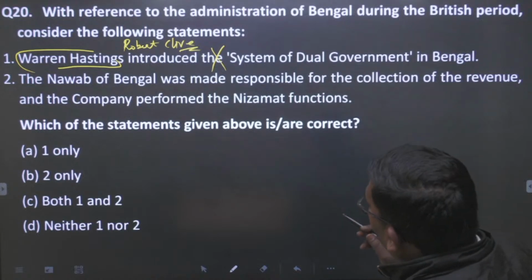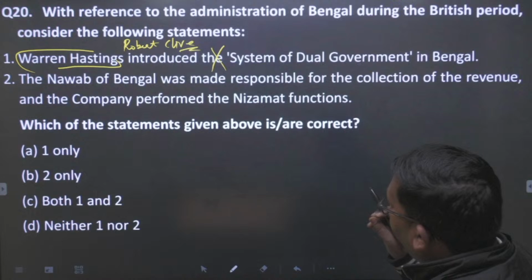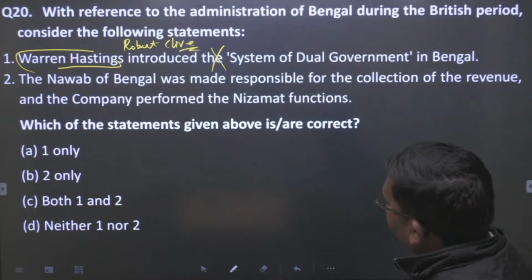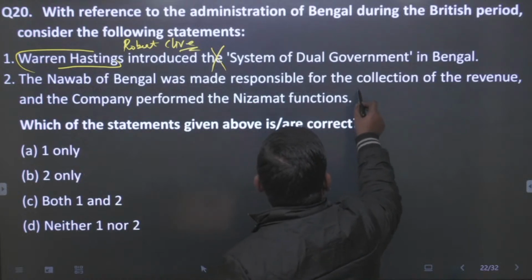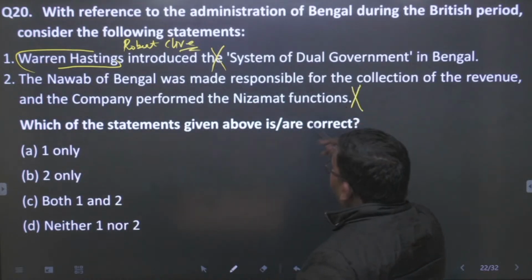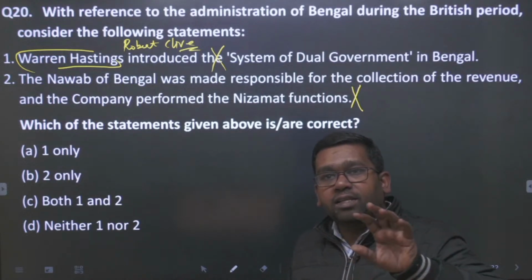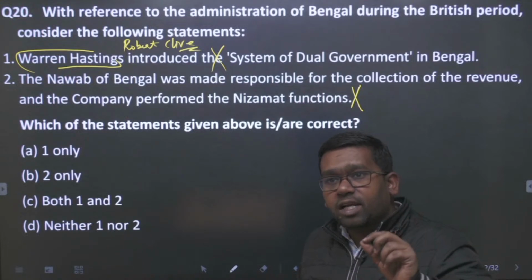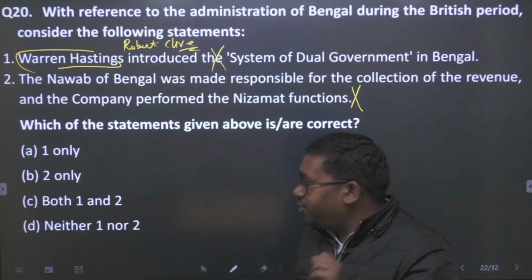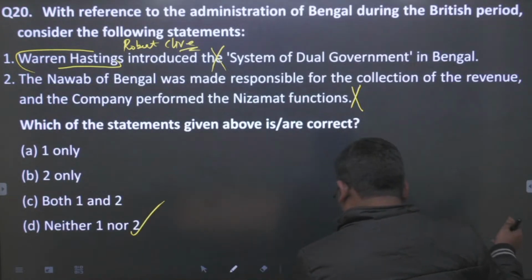The Nawab of Bengal was made responsible for the collection of revenue and the company performed the Nizamat functions. So the Nawab of Bengal was not collecting revenue. This statement is false. It was the opposite: it is the company who were collecting revenue and the Nawab who was responsible for the Nizamat. So both statements in this question will be false, and the answer will be D.